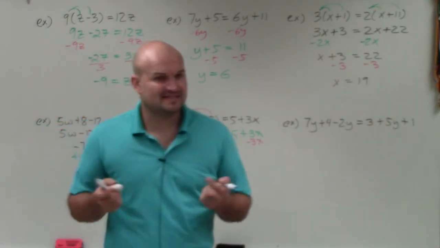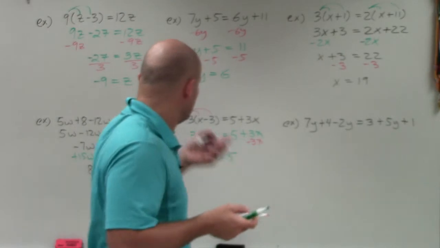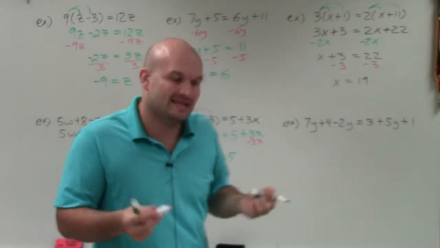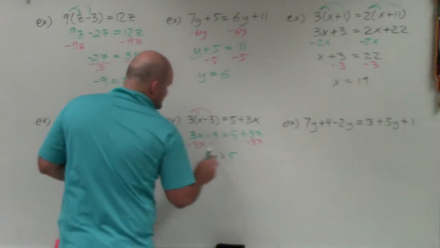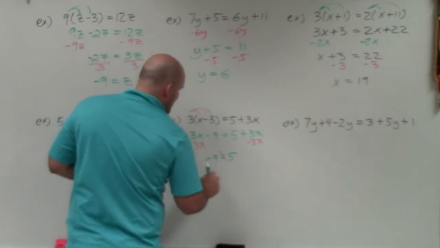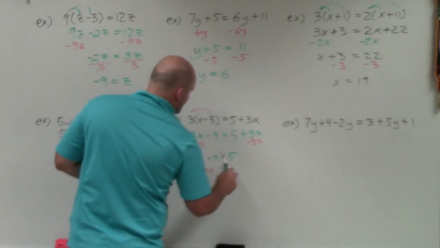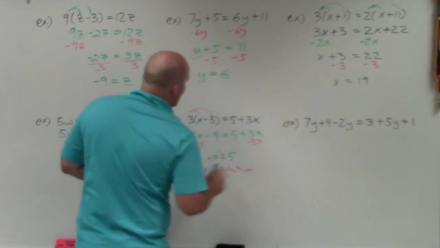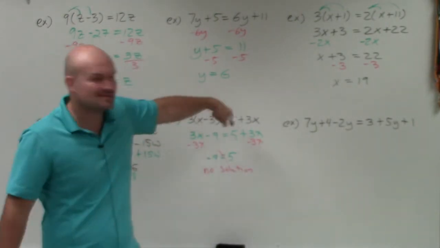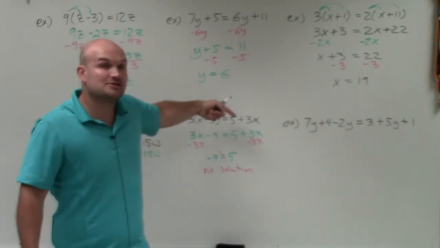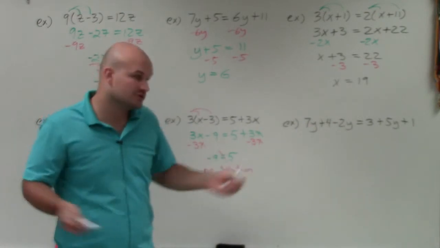Well, negative 9 does not equal 5, right? Negative 9 only equals negative 9. It does not equal 5. So therefore, those sides are not equal. Therefore, this is no solution. Meaning there is not a value for x in the real number system that is going to make this equation true. So we'll just write no solution.